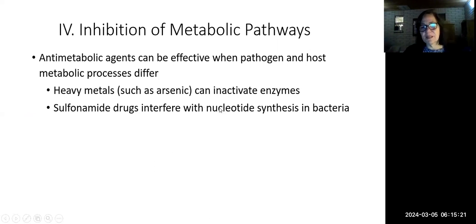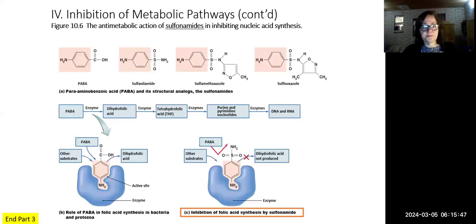And I'll explain it, but basically it boils down to it makes it hard for the bacteria to make more DNA and RNA. And as you know, you can't make offspring cells without copying the DNA and replicating that information to pass it along. And so these sulfonamide drugs interfere with the ability of the cells to reproduce. And they interfere with the bacterial cells more than they interfere with our cells.